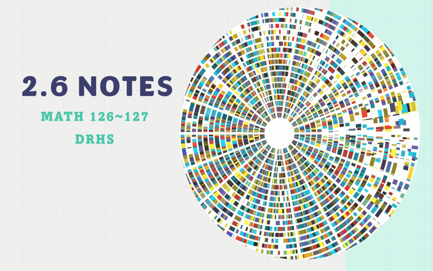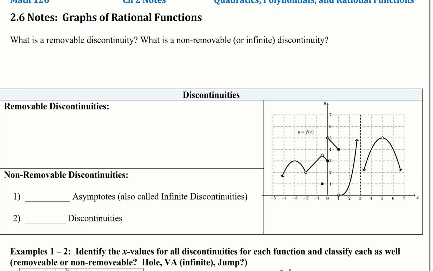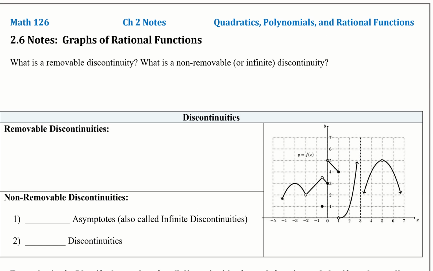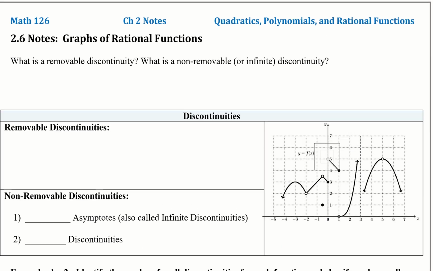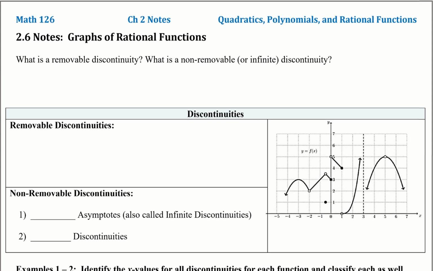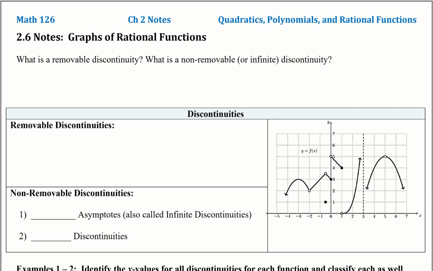Well, welcome to the 2.6 video for Math 126, 127. We're actually going to spend like 1.5 days on the 2.6 topics because there's a fair amount to recall here. This is information that you saw all in Algebra 2, but it's something that you haven't revisited in a while, and so you definitely are going to find that spending a little extra time on it will be of benefit to you. Okay, so we're looking at graphs of rational functions.